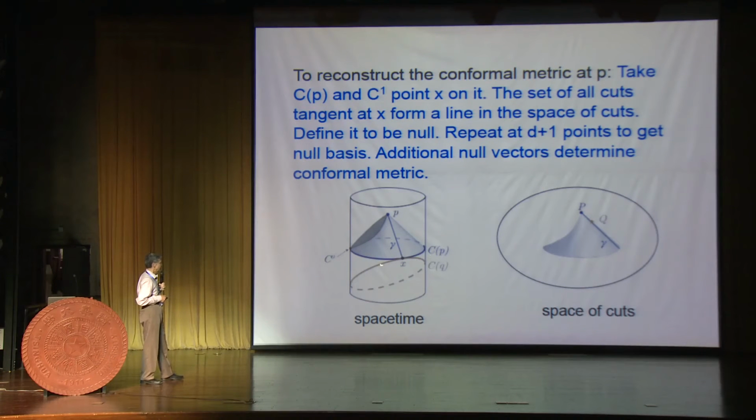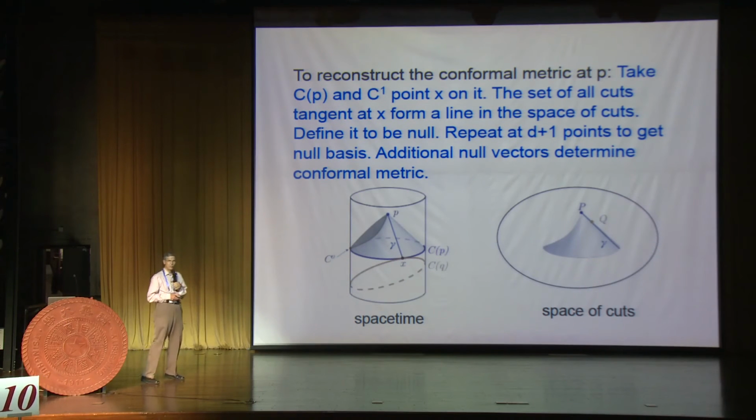Then you can move x, or move to another point y, where this cut C of p is still differentiable, maybe over here. And then you look at all the cuts tangent to the cut at y, and that will give you another line in the space of cuts, which you define to be null. You do that d plus 1 times, and you get these d plus 1 null vectors, which you're going to use for these VIs, your basis of the tangent space.